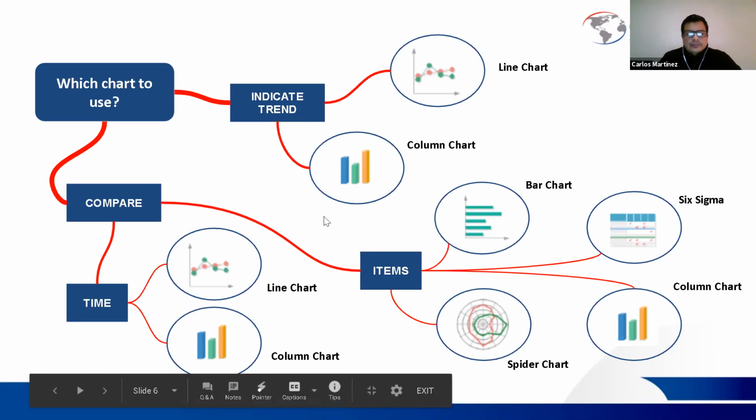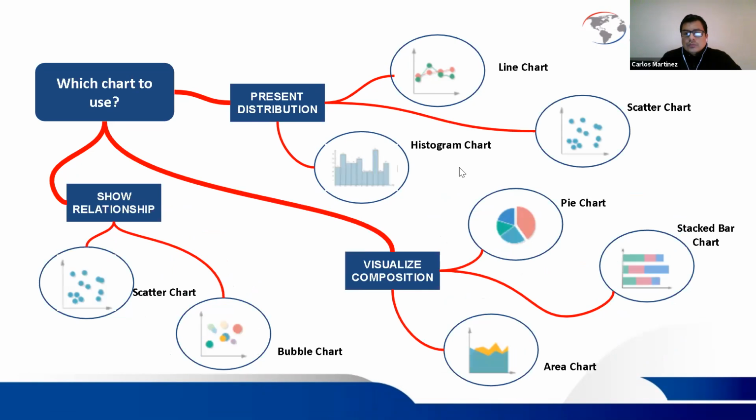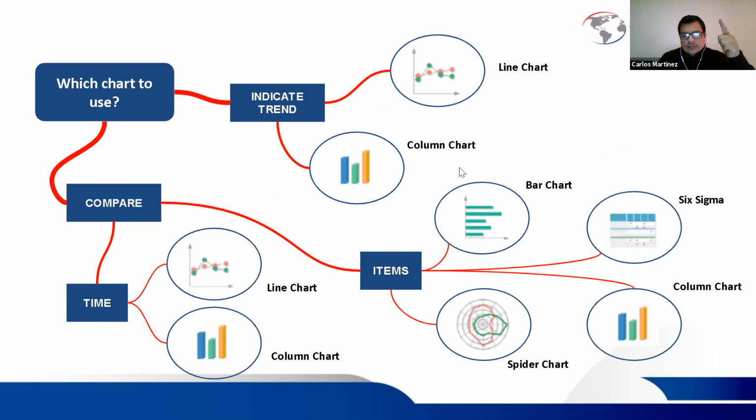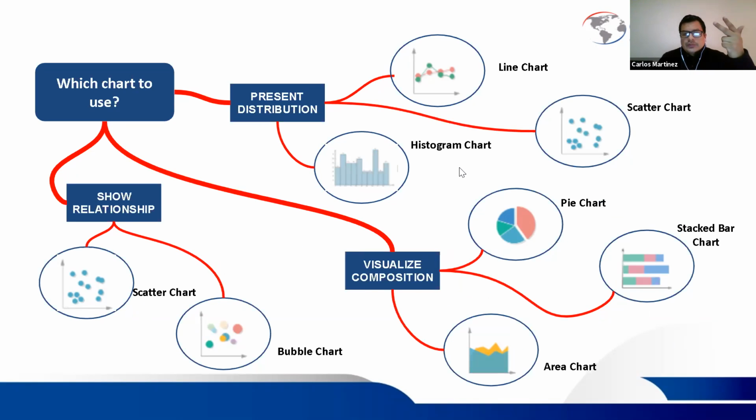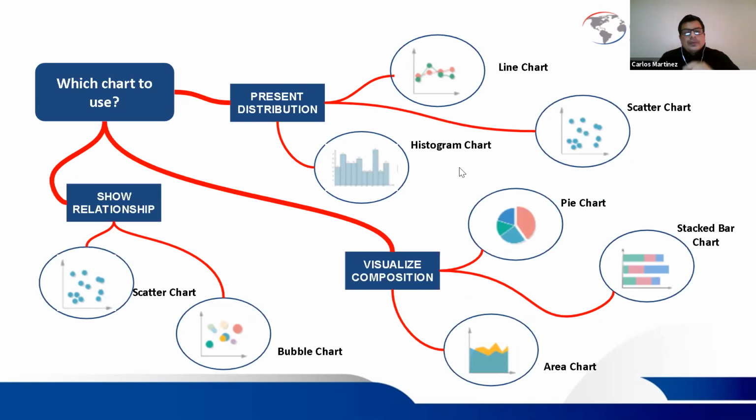Okay, so here I'm only mentioning some. I'm going to mention some more here. For example, when you want to represent distribution, how things are distributed. Like we mentioned before, right? Remember that we mentioned the five uses of the charts. We said that to indicate trends, to compare, to present distribution, to visualize the composition, and to show the relationship, right? We have the five. So we already mentioned indicating trends and comparing, and now we're going to talk about distribution, composition, and relationship.